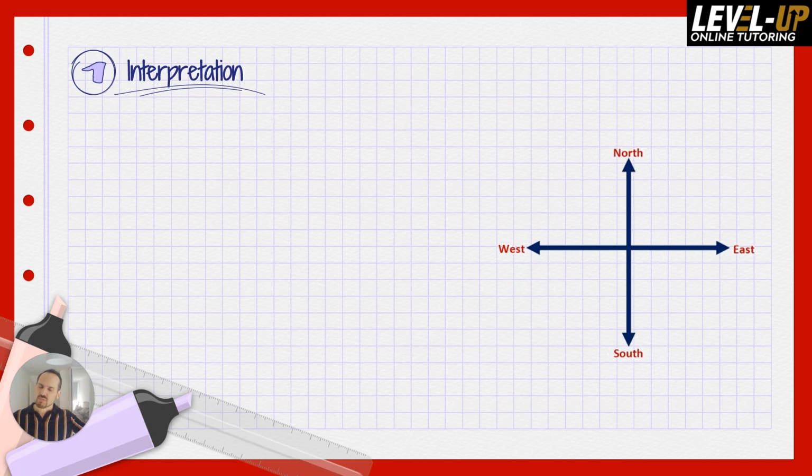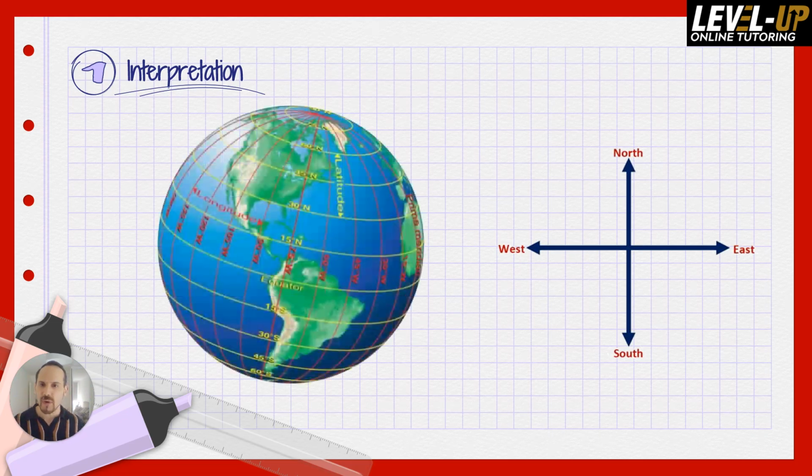Which is all good and well over a small area, because over a small area we can kind of consider the earth flat, but obviously the earth is not flat, it's round. And so if we were looking over a much larger area, we would have to consider things like longitude and latitude, which are like curved lines. It's like a curved axis.